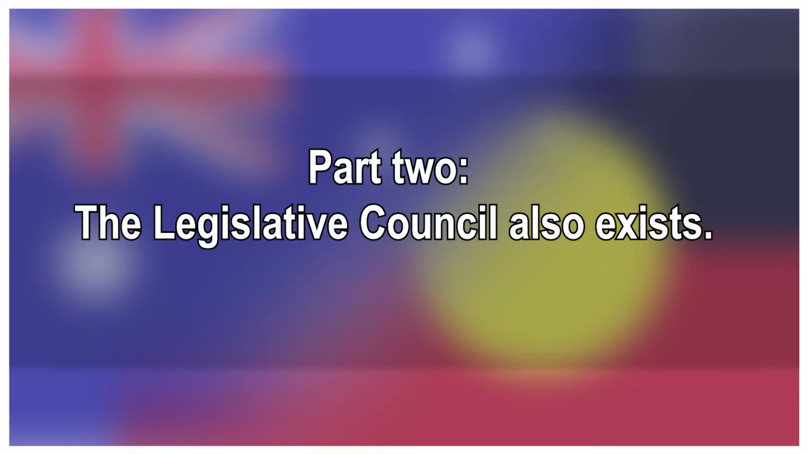Anyway, let's carry on talking about the mechanics of an electoral system in a state that I don't live in. Part 2. The Legislative Council also exists. There are 2 chambers in the Tasmanian Parliament, and the Legislative Council is known as the Upper House. It's not where government is formed, but all bills must have the agreement of both chambers before they can become a law, so the Legislative Council acts as a chamber of review to further scrutinise and potentially amend bills.